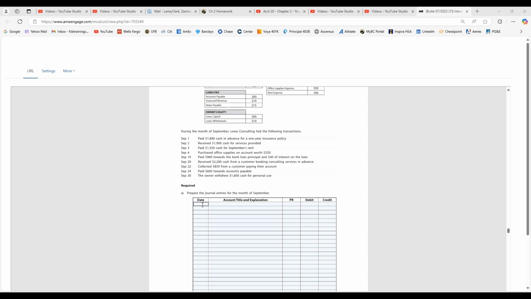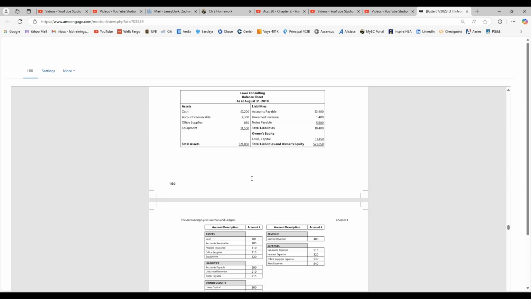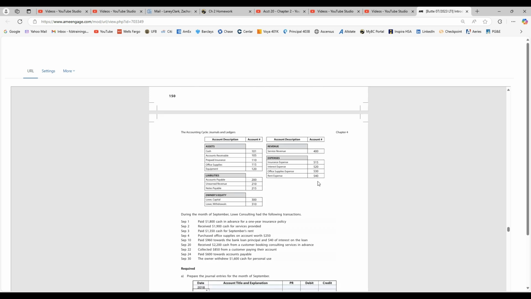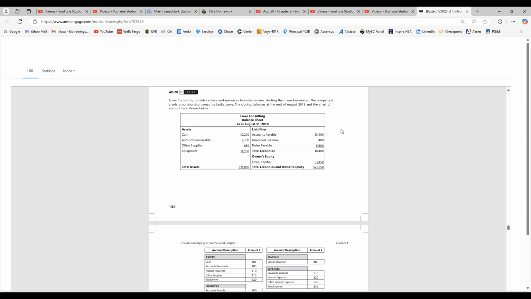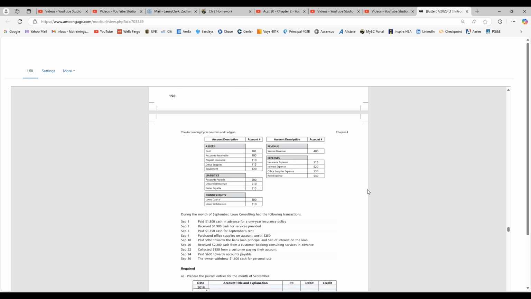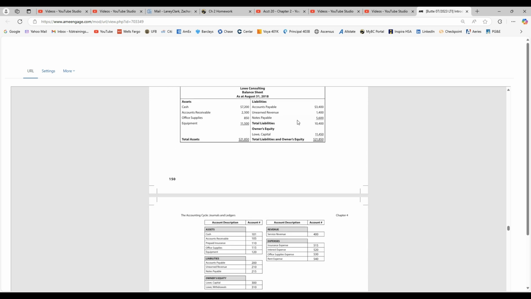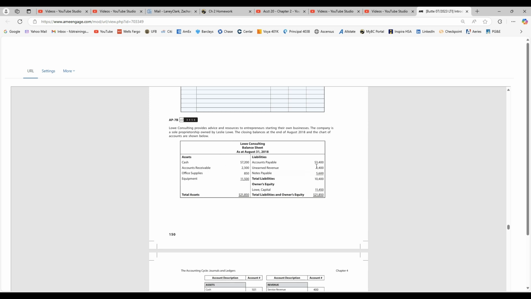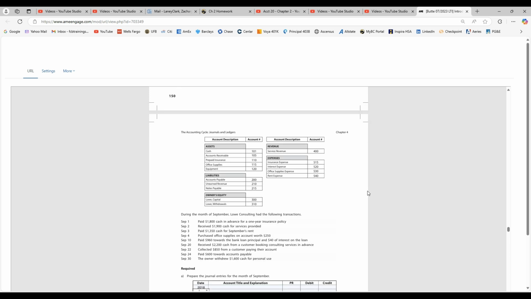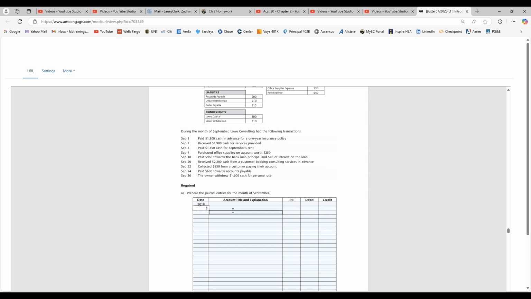So the first thing I'm going to do is note that we are working in 2018 essentially in this book. That's the year we're going to use for the dates in the journal entries. And what we have here are the ending balances of the balance sheet at the end of August, and what we're looking at here then will be September. So those will become our beginning balances or opening balances on September before we record our activity in the ledger. So just something to keep in mind there.